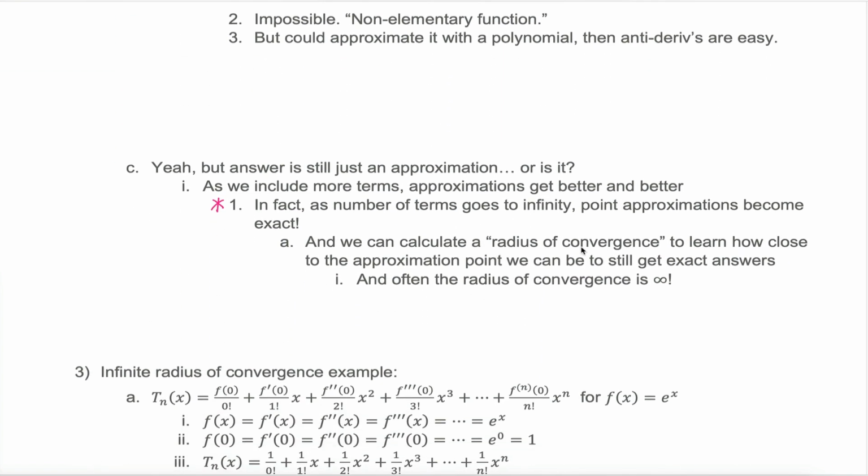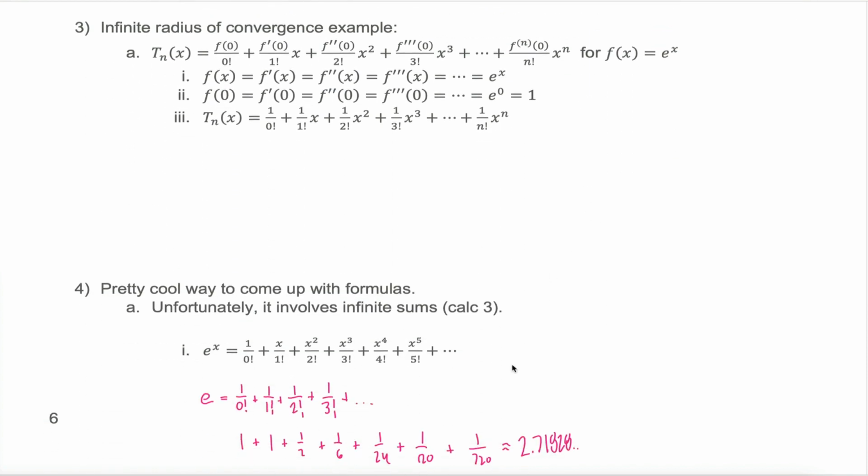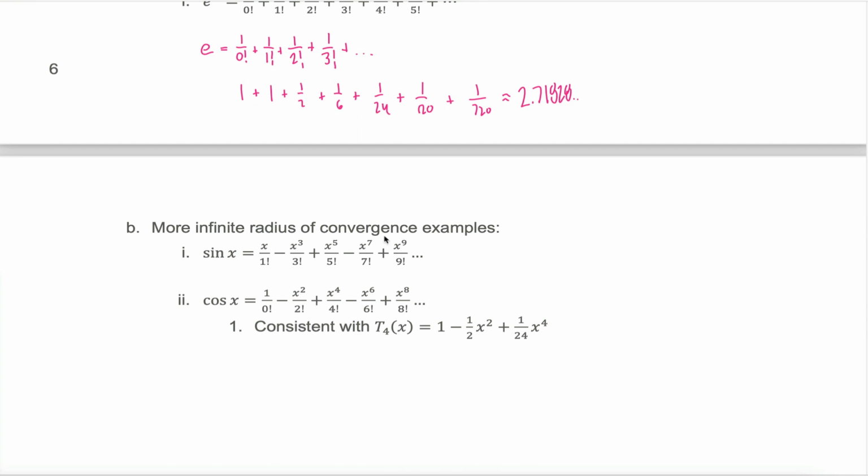And what's really cool is often that radius of convergence is infinity, which means that often your Taylor polynomial, when you consider the limit as the number of terms grows to infinity, perfectly approximates your function. The function f of x equals e to the x is one such case where the radius of convergence is infinity, and a couple others that have an infinite radius of convergence are sine of x and cosine of x.